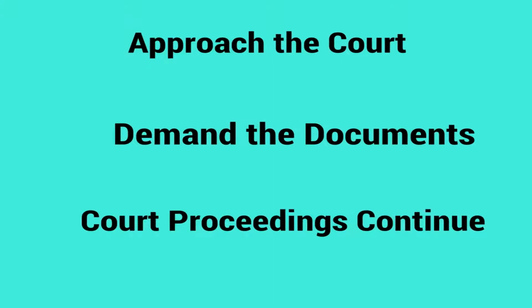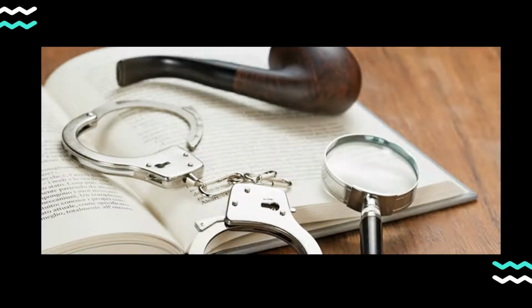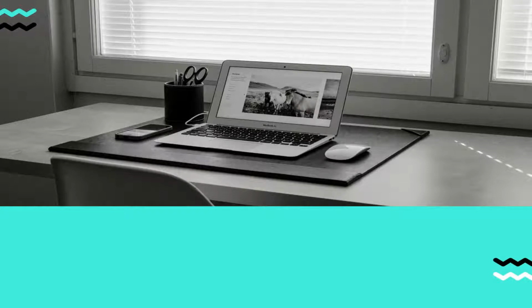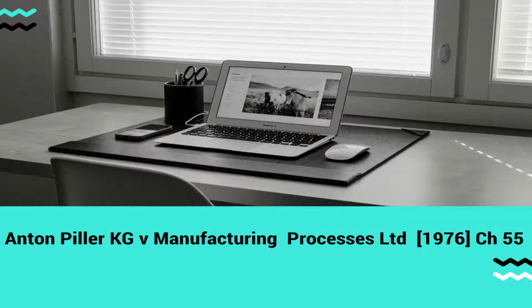Sadly, the judicial system is not a perfect crime novel, where everyone does what they're supposed to do. Let's look at this further. Named after the case of Anton Pillar KG and Manufacturing Processes Ltd, an Anton Pillar order allows a court to give power to an independent solicitor to literally go into a defendant's premises and seize documents relevant to the case.